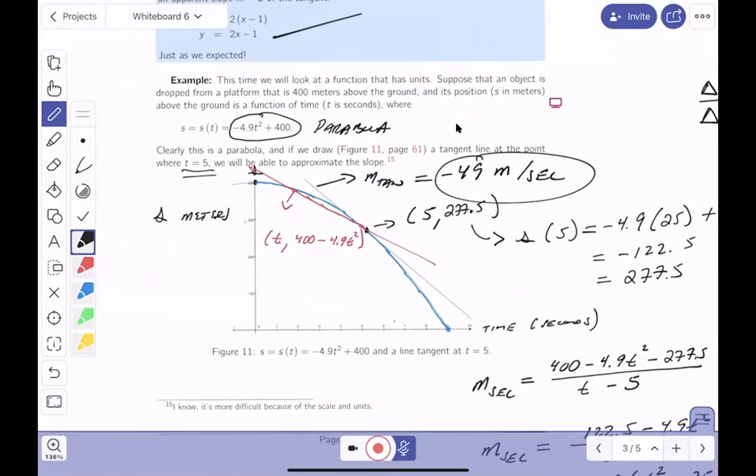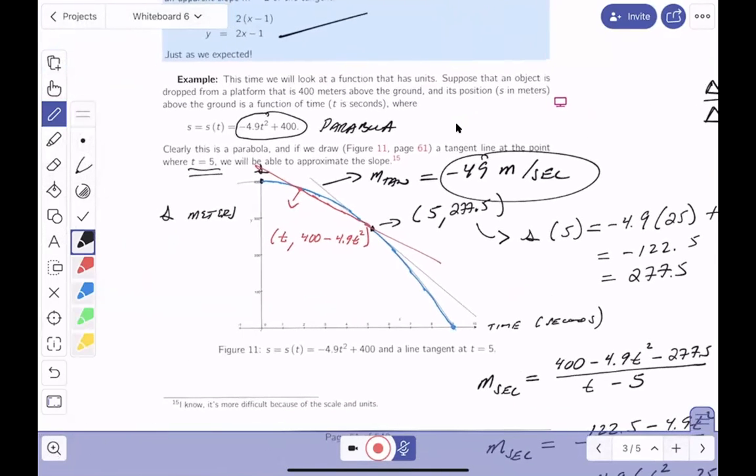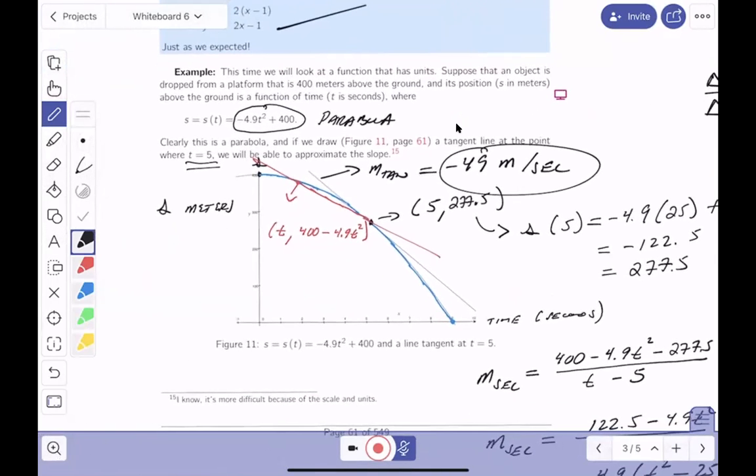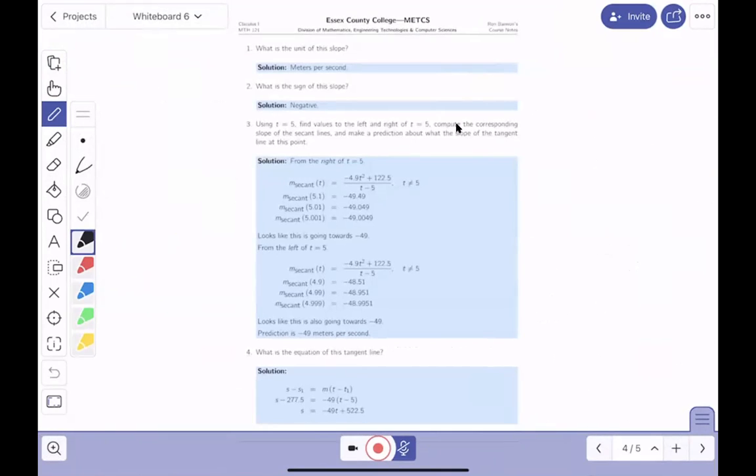All right, we're going to look at the key now, see how we did. I want to read again the question to you. It says over here, clearly this parabola, we have a tangent line, approximate the slope. I got it, minus 49. Let's take a look at it. Oh, I'm sorry. Let's go through the questions.